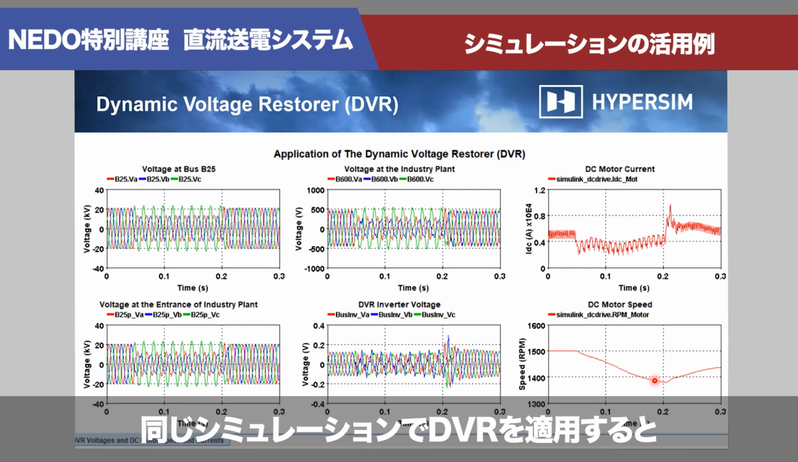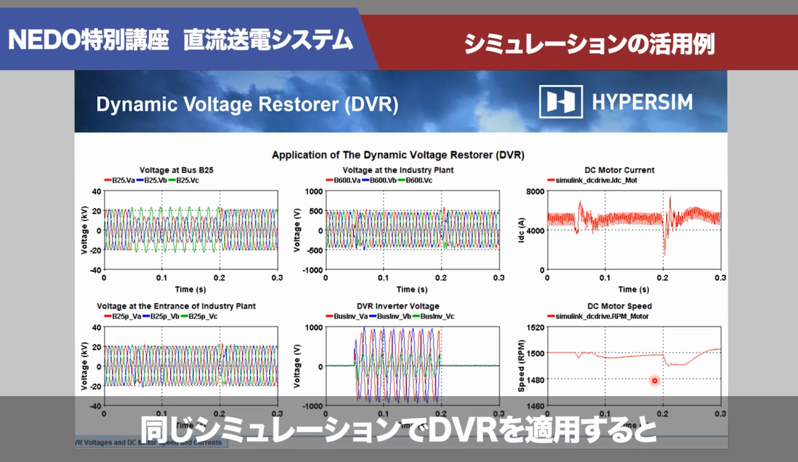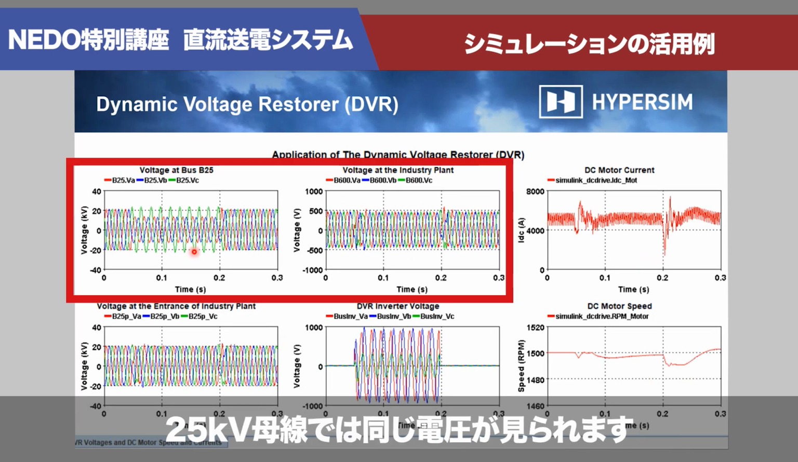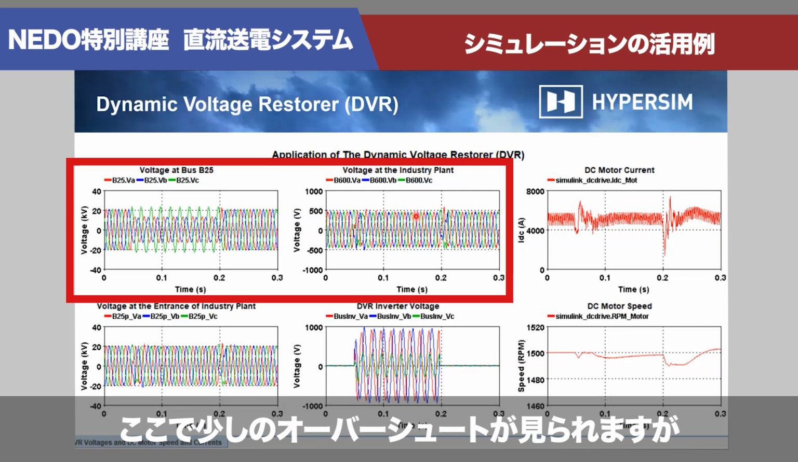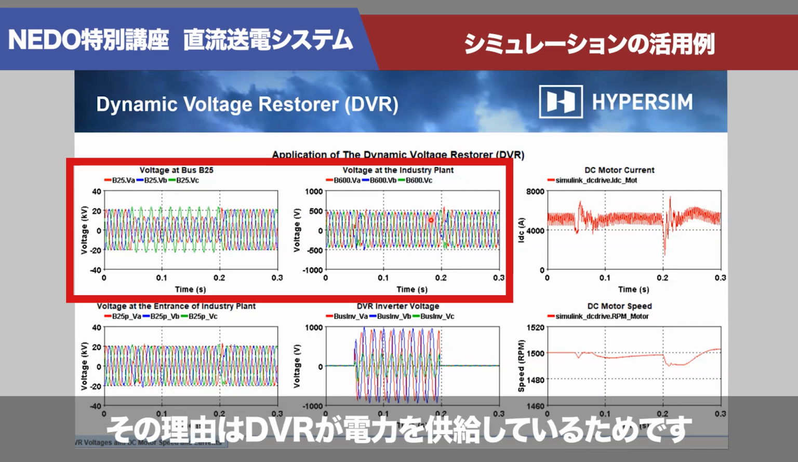So if we repeat the same simulation, but with the DVR, now you see that we apply the same fault. So we have the same fault over here at the 25 kV bus. The voltage at the industry now is almost perfect. You only see a little bit of overshoot here. And why is that? Because now the DVR came into power.